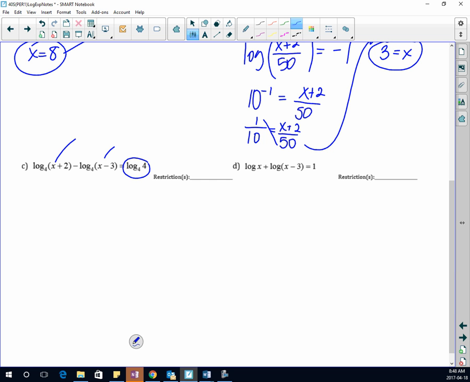Because if one makes the other one undefined, then that means it's the overriding restriction. So what is this restriction here? Yeah, x has to be greater than -2. What has to be here? X has to be greater than +3. So what is the overriding restriction?